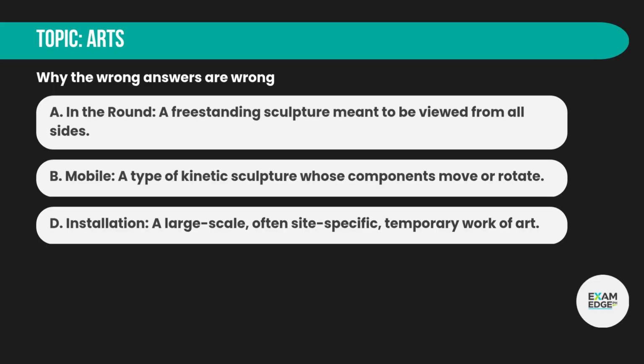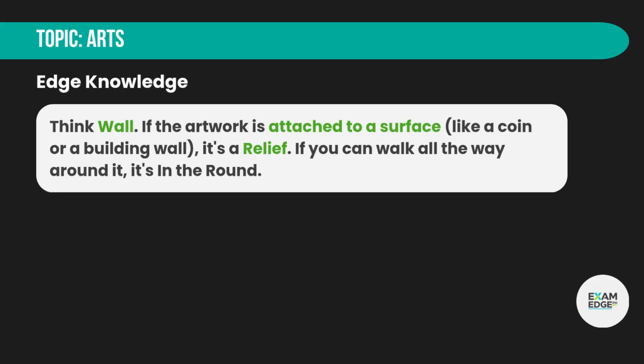A. In the round. A freestanding sculpture meant to be viewed from all sides. B. Mobile. A type of kinetic sculpture whose components move or rotate. D. Installation. A large-scale, often site-specific, temporary work of art. Edge knowledge. Think wall. If the artwork is attached to a surface, like a coin or a building wall, it's a relief. If you can walk all the way around it, it's in the round.